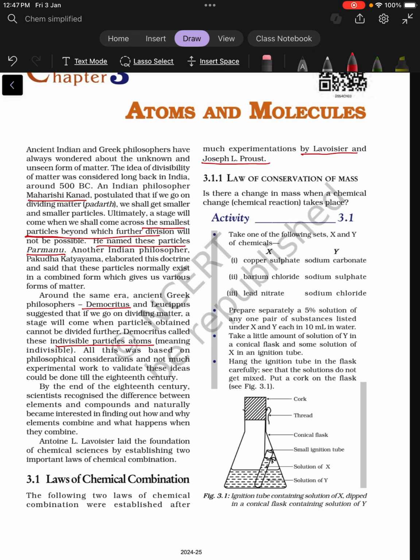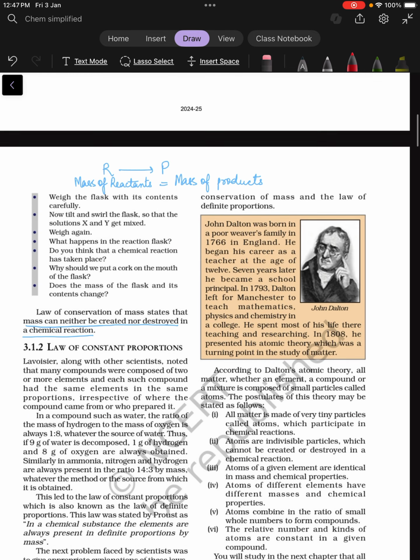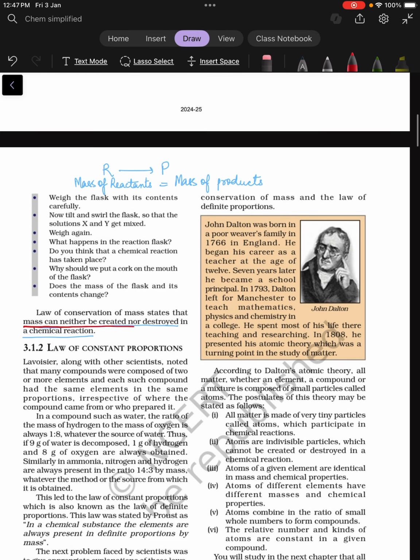So, the first law explained here is law of conservation of mass. This law states that mass can neither be created nor destroyed in a chemical reaction. So, for example, in a chemical reaction, when reactants change to form products, mass of reactants will always remain equal to the mass of products.